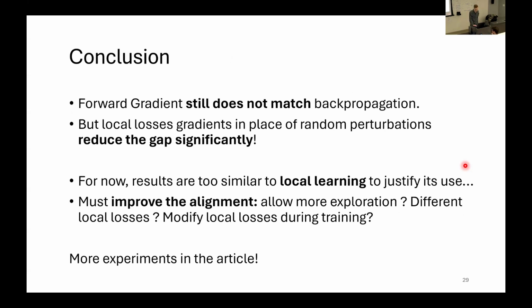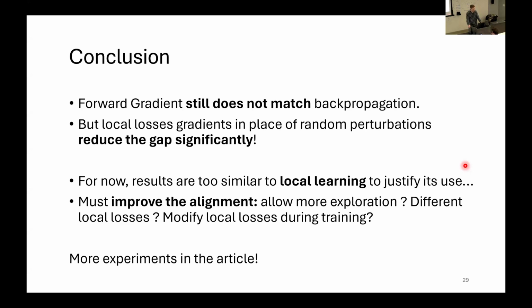and so this helps have a consistent training compared to the almost null gradient that you get with random perturbations. But it still seems a bit too early to really justify the use of forward gradient for now, since local learning provides a very similar accuracy. And so future work should find a way to improve the alignment. We have discussed some of them. Maybe allow some more exploration, some more randomness in the distribution, since after some time we're a bit stuck in this local random subspace.